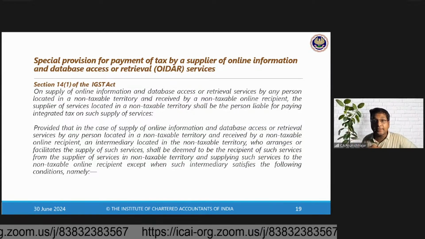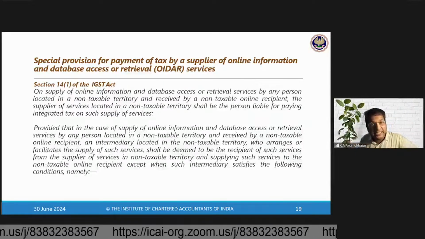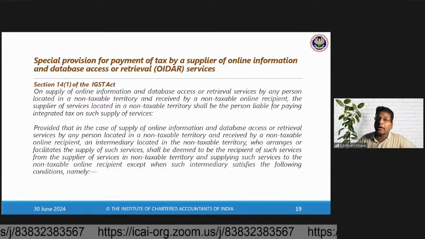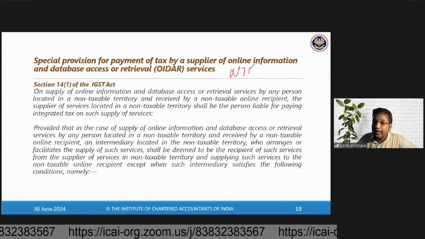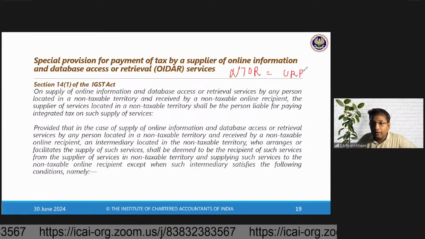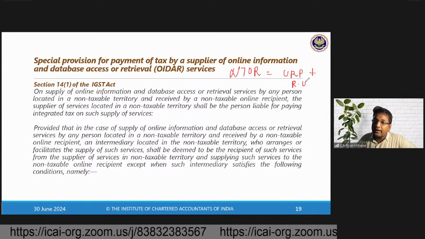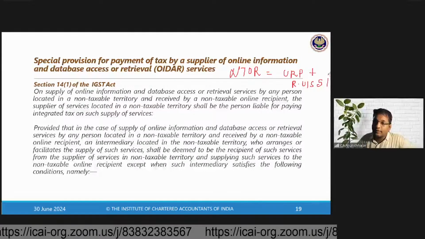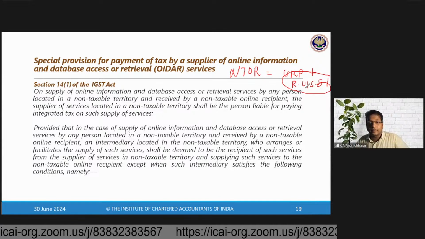If the recipient is NTOR, what does it mean? NTOR means non-taxable online recipient, meaning NTOR is equal to unregistered person, plus registered under section 51. Registered under section 51, what does that mean?